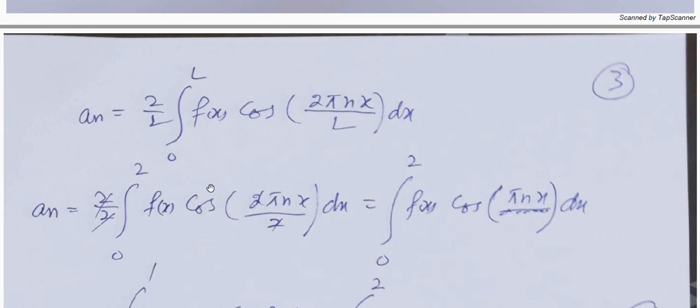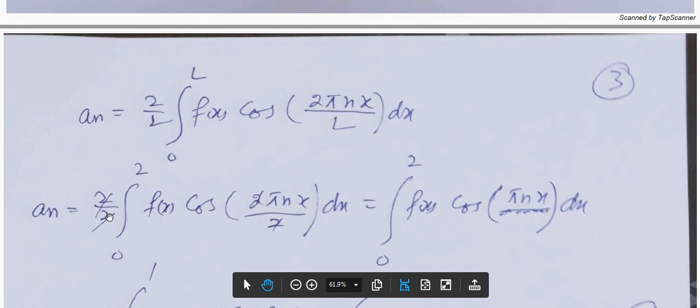Now we know L, so we substitute the value of L here. So it is 2 by 2, 0 to 2 f of x cosine 2 pi nx divided by 2 dx. This 2 and this 2 will cancel. So we will end up with 0 to 2 f of x cosine pi nx, because this 2 will cancel, so it is left cosine pi nx.